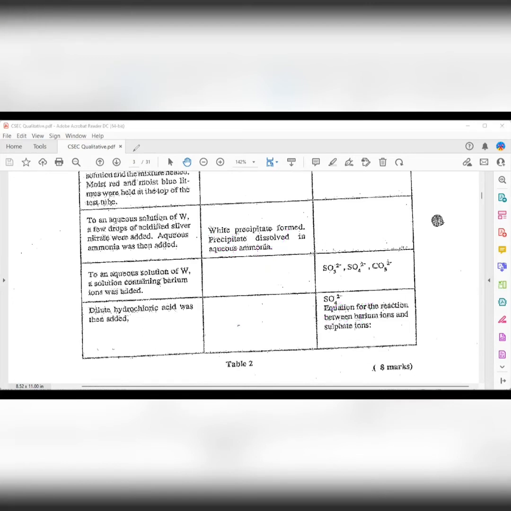It says to an aqueous solution of W a solution containing barium ions was added. Barium ions is used to test for these three species over here: sulfite, sulfate, and carbonate. It says in the inference that they are present. Do you notice how they write their inference? They don't say sulfate, sulfite, and carbonate is present. They just write them down because you're basically saying those things are present. So if those things are present, what would you observe? It's actually white PPT. You'd see a white PPT, and PPT is perfectly acceptable for this.